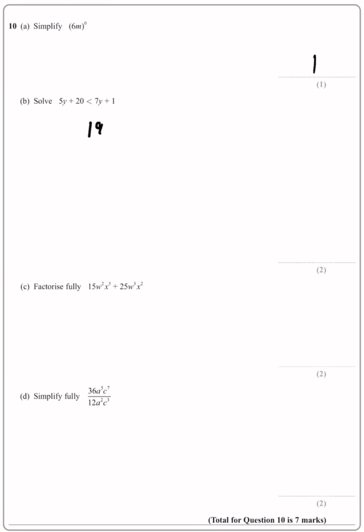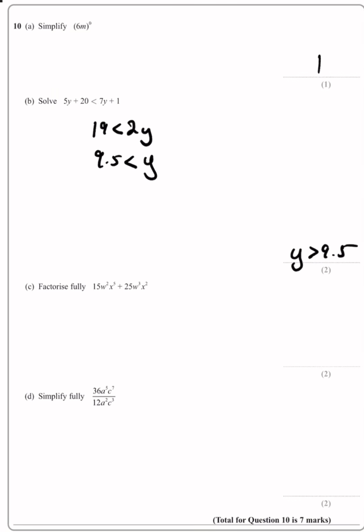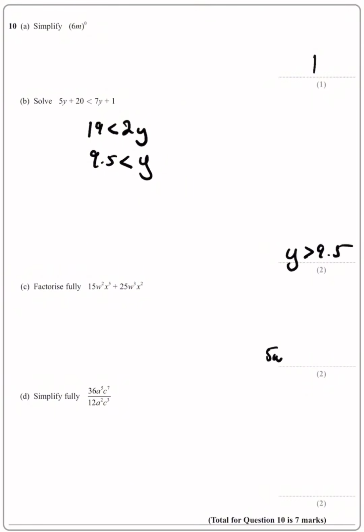Question 10, anything to the power of 0 except 0 is 1, so the answer is 1. For part B, subtract 1 from both sides, subtract 5y from both sides, divide both sides by 2, we get y is greater than 9.5. Part C, full factorization, we're going to get 5w squared x squared outside the brackets, and then 3x cubed plus 5w inside the brackets. And for part D, 36 over 12 is 3, and then subtract the powers, so 3a cubed c to the power of 4.